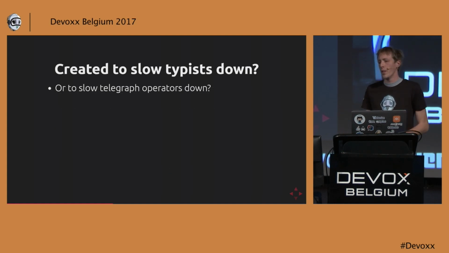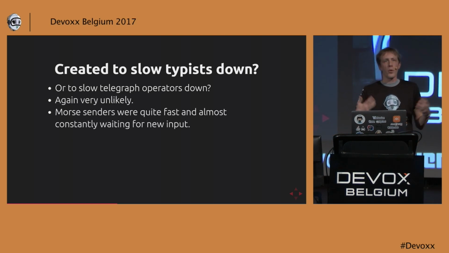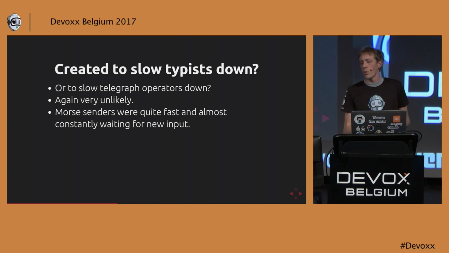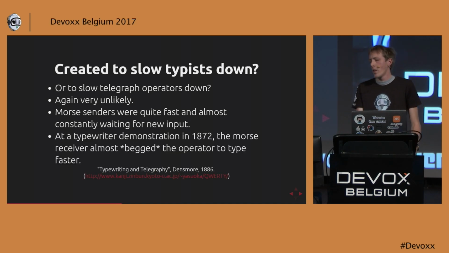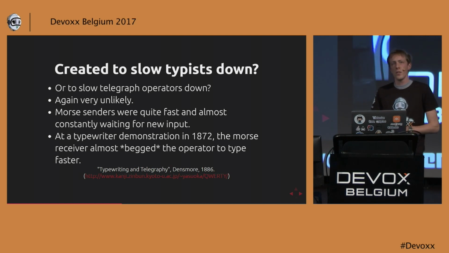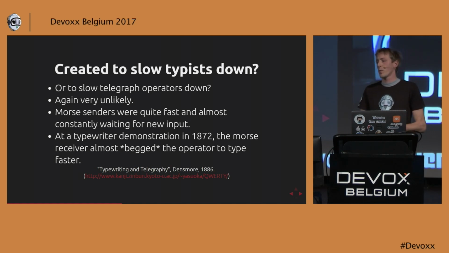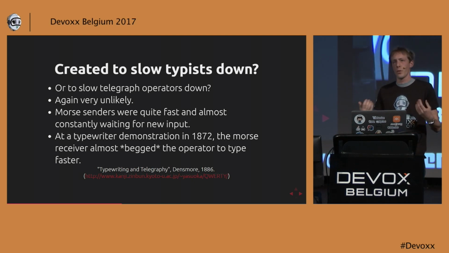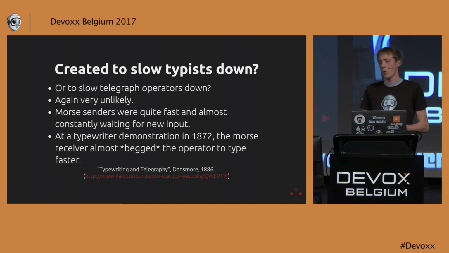Maybe it was created to slow telegraph operators down. Well, this is also very unlikely because the Morse senders, these were the devices that are attached to your input method, were quite fast. They were almost constantly waiting for new input. In this paper, there's a description about a typewriter demonstration. It was demonstrated to a potential customer, and the Morse receiver almost begged the operator to please type faster because it was going so slow, and it wasn't really a good demonstration due to the fact that the typing was very slow.